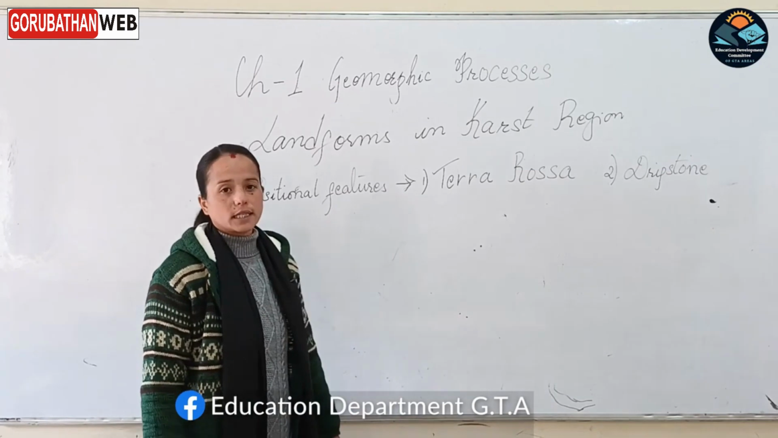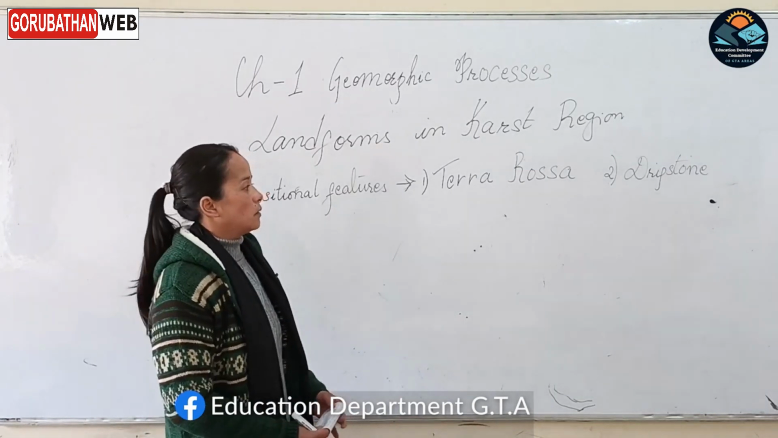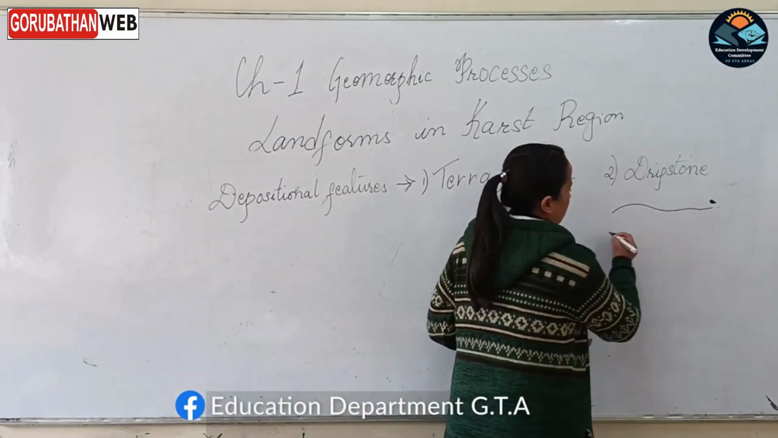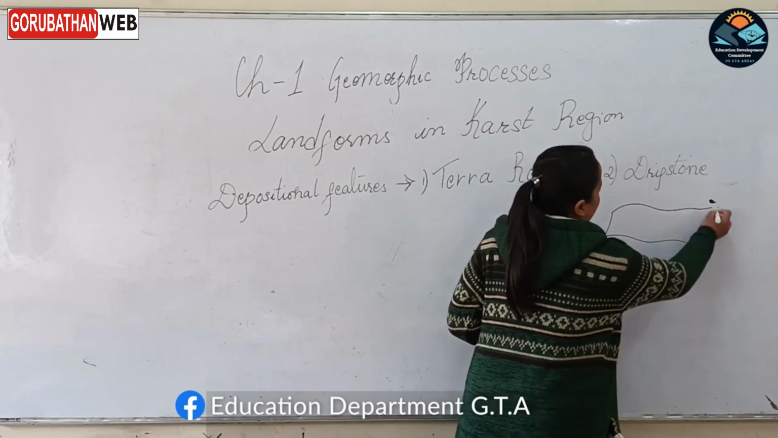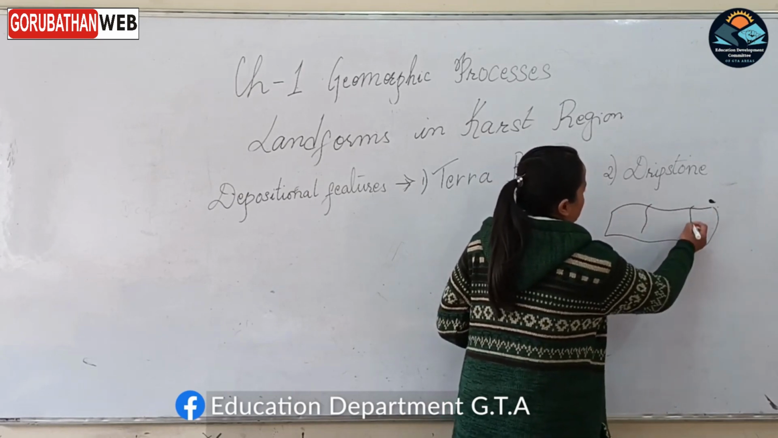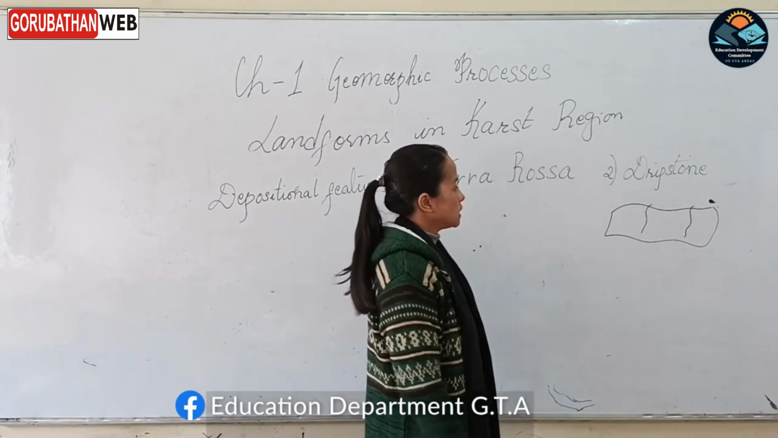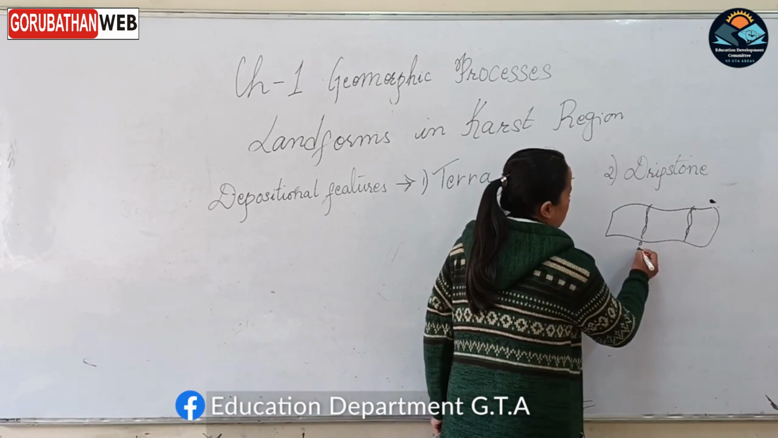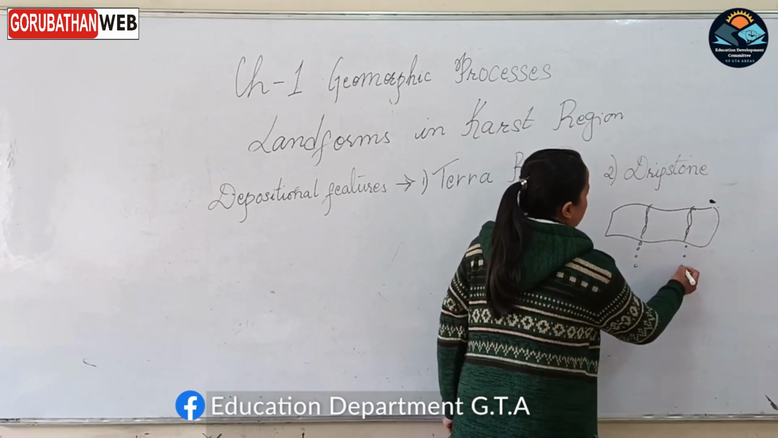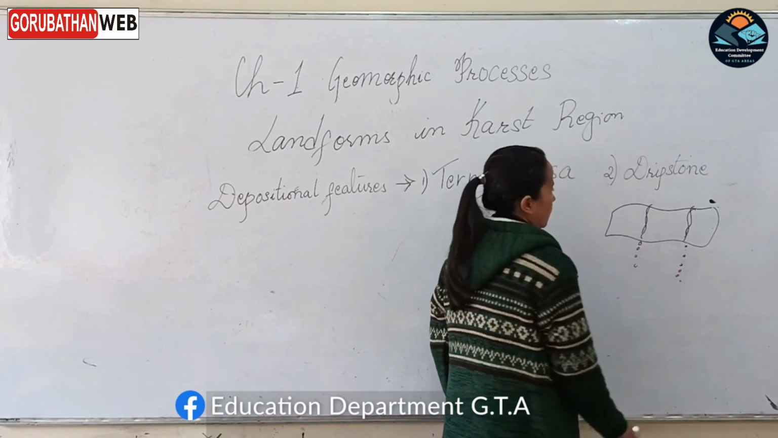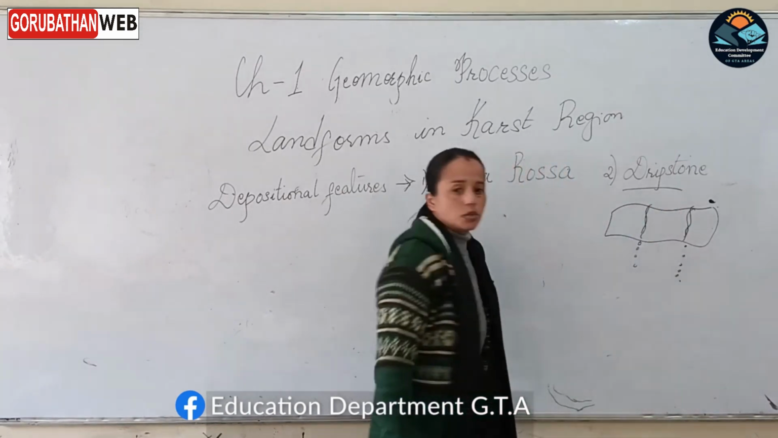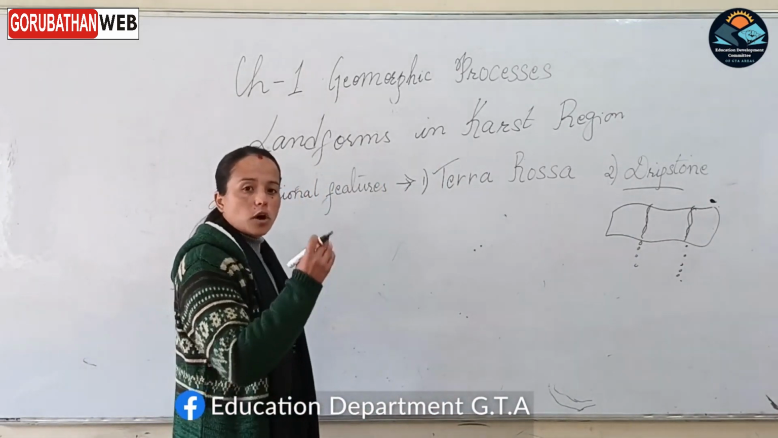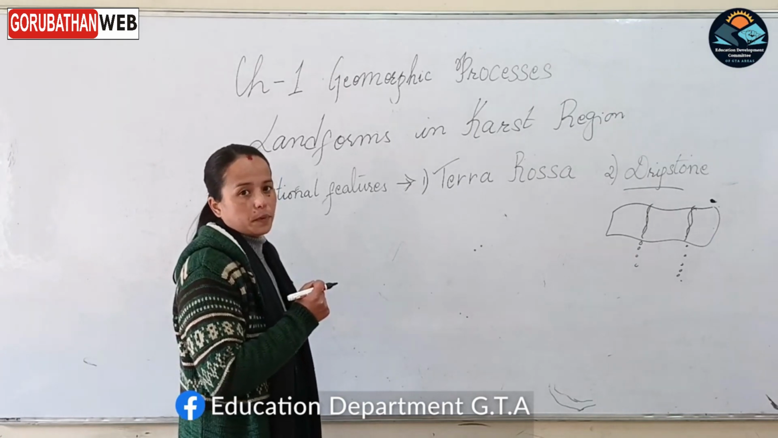Now the next one is the dripstone. So because here in the limestone region, because of the solvent action of the rain, the cracks or the joints develop in the limestone region. So through these cracks and the joints, the drops of water start to drip. So that is known as a dripstone. It is nothing but a stone from where the drops of water continuously drip.